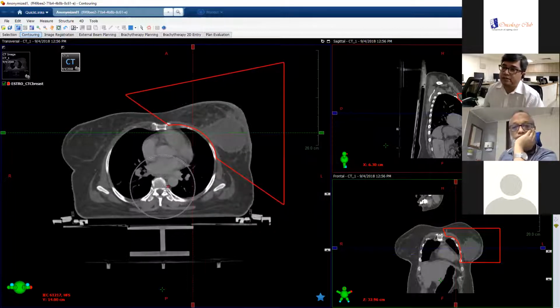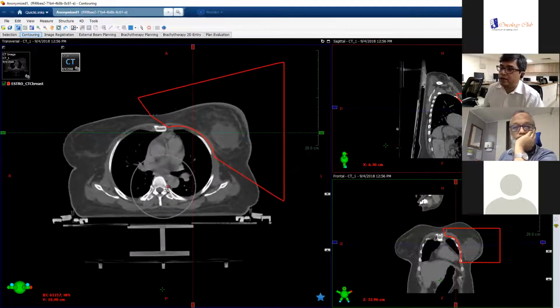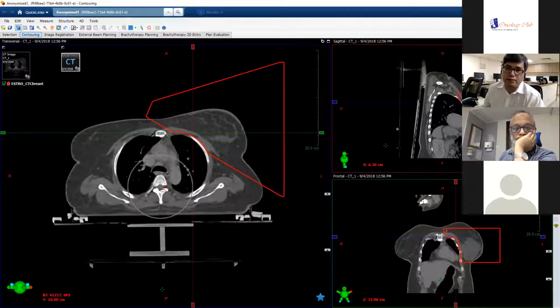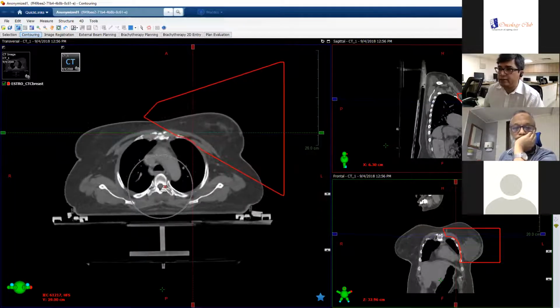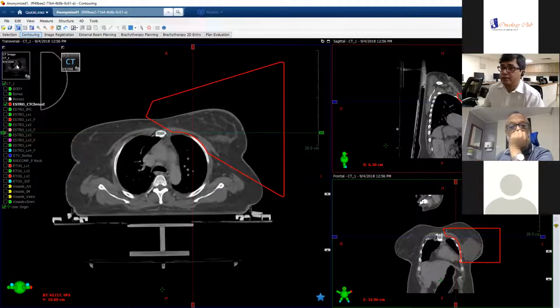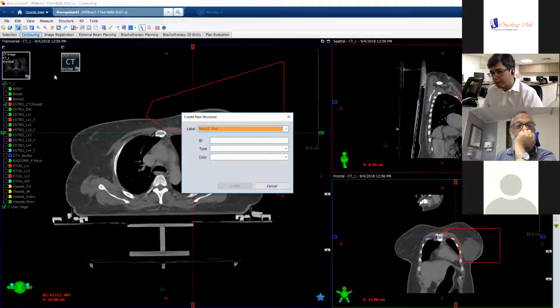I don't have an anonymized mastectomy patient, but this is what I would normally do for mastectomy patients also. And Dr. Kundan would also agree that this is what we are almost doing now. The other thing is this: if I don't want to do this, let me create a new structure for RTOG.